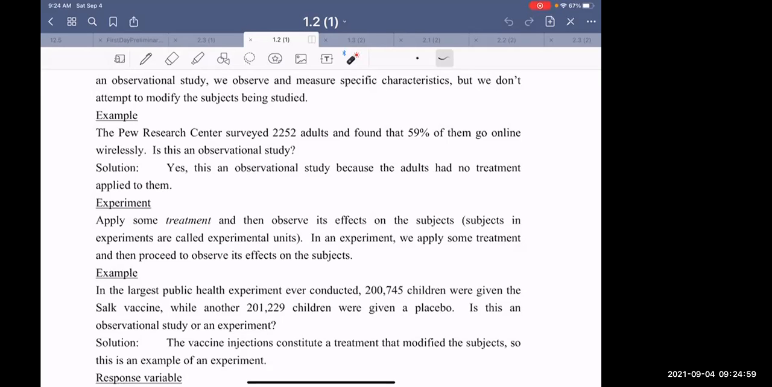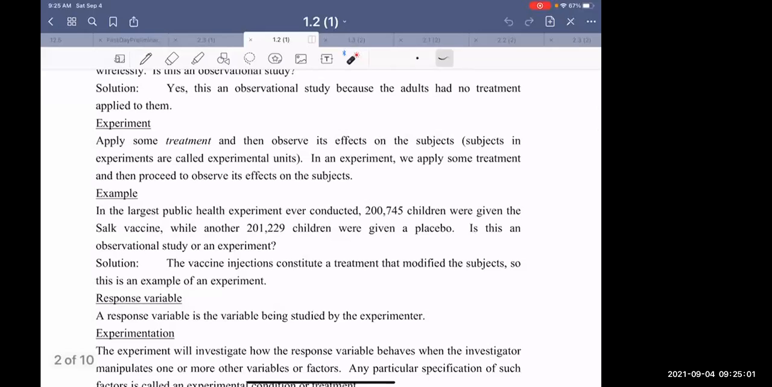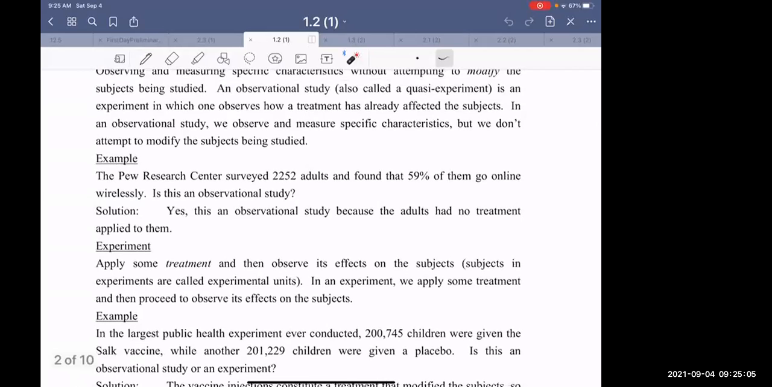So in the largest public health experiment ever conducted, 200,745 children were given the Salk vaccine. Another 200,229 children were given a placebo. Is this an observational study or an experiment?